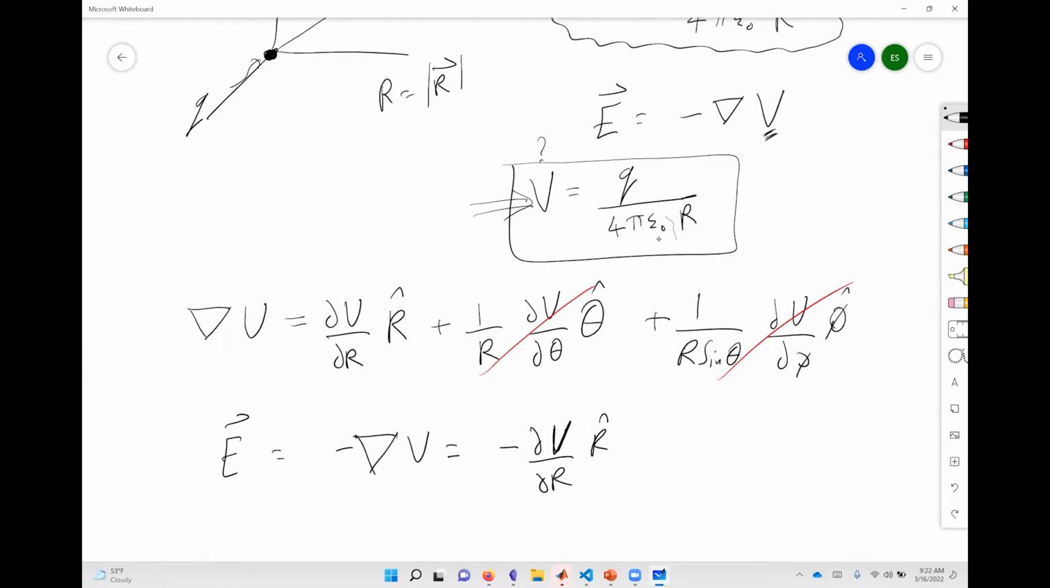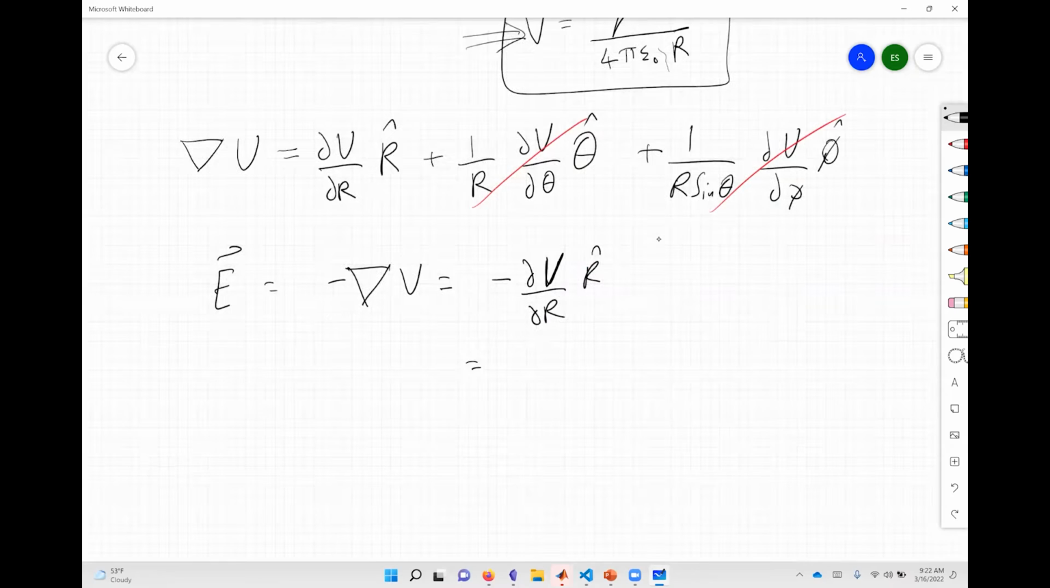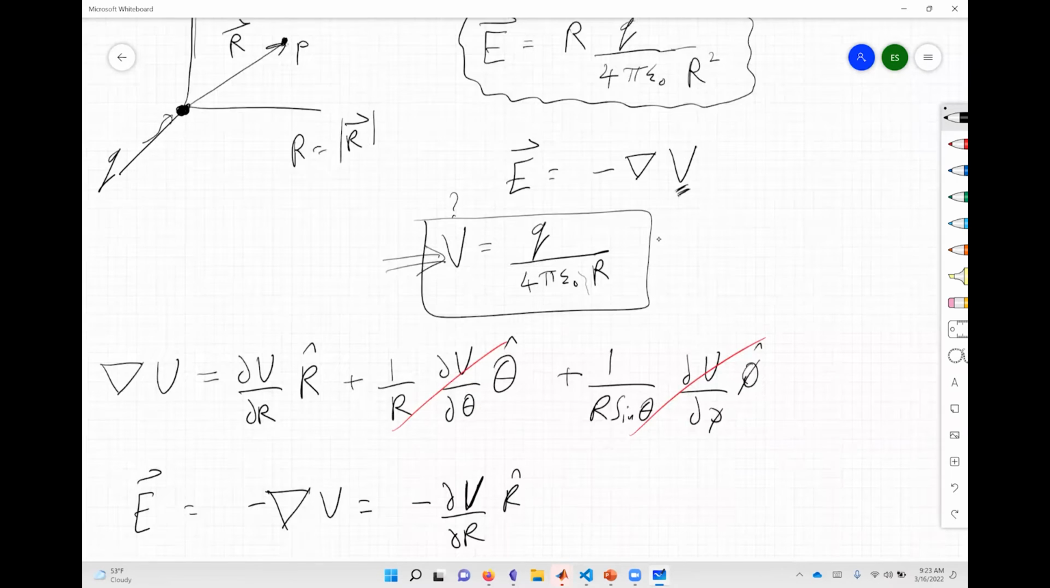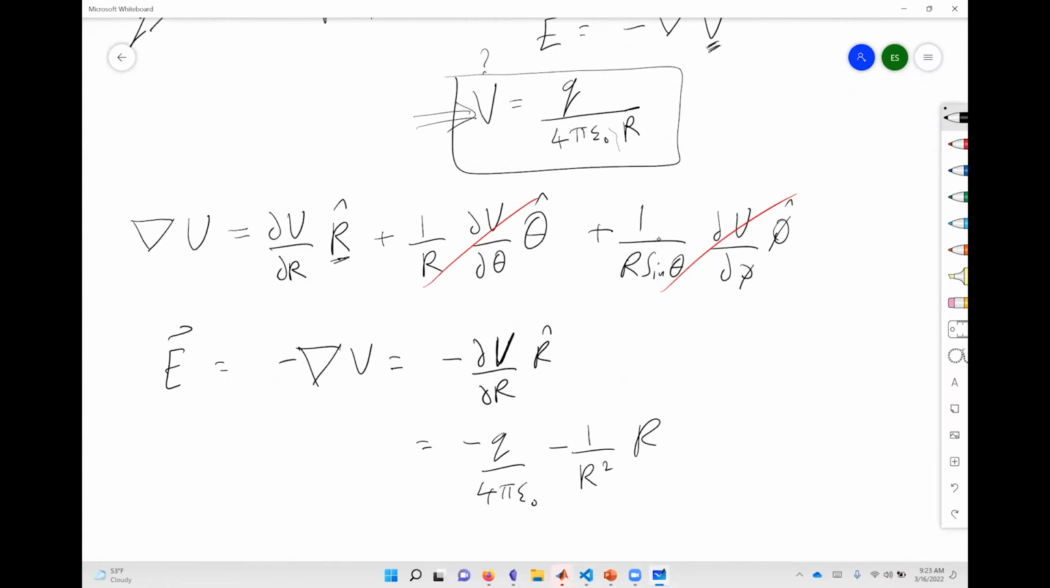I assume that V is going to be this, so it's going to be minus Q over 4 pi epsilon naught, and then the derivative of 1 over r. What's the differentiation of 1 over r? It's r to the power minus 1, so the derivative is minus r to the minus 2, minus 1 over r squared, right? And then there is this r hat that shows up. So this equals Q over 4 pi epsilon naught r squared r hat. We got back Coulomb's law, okay?